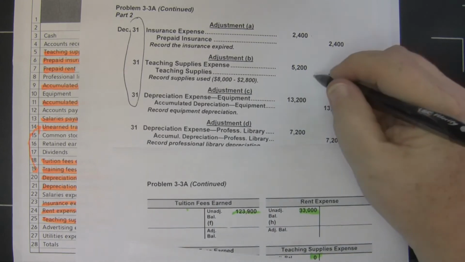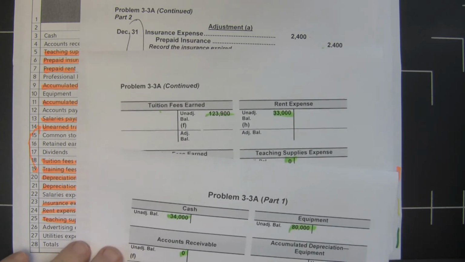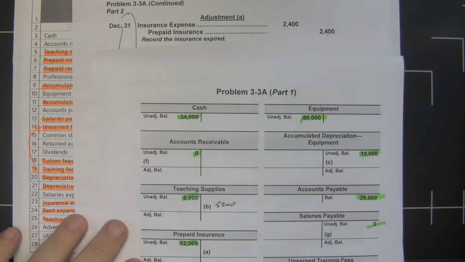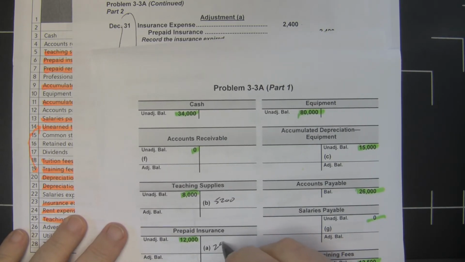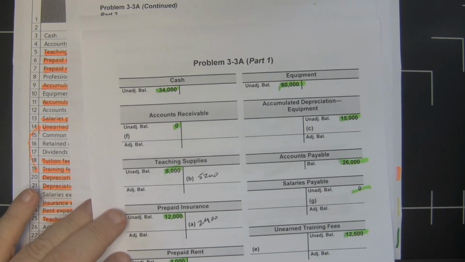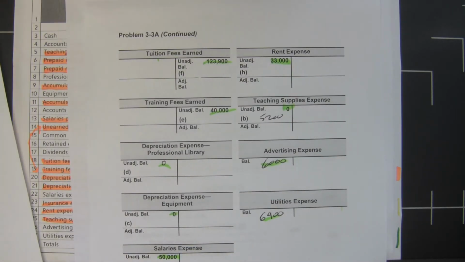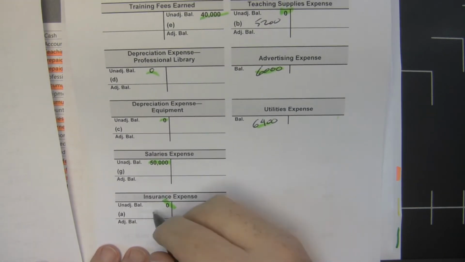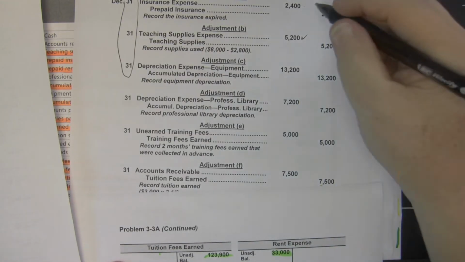Insurance expense, I skipped that one. Insurance expense $2,400. So I'm going to credit prepaid insurance. It's going down. Credit prepaid insurance. And I'm going to debit insurance expense $2,400. And I'm going to check it off to make sure I got it.